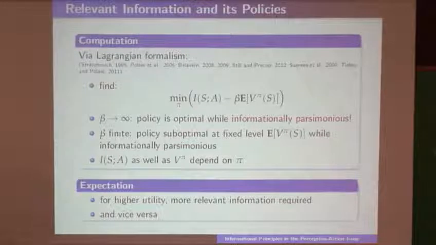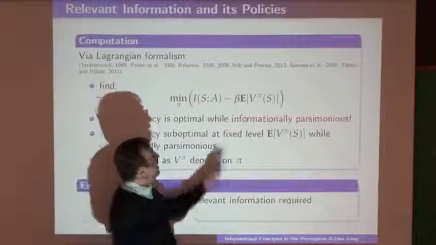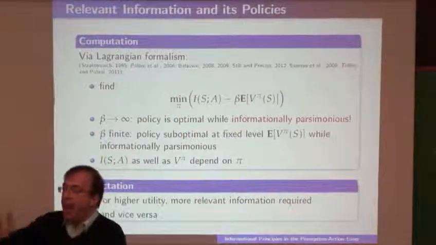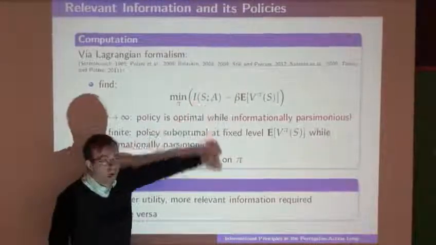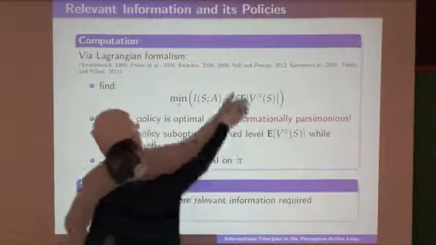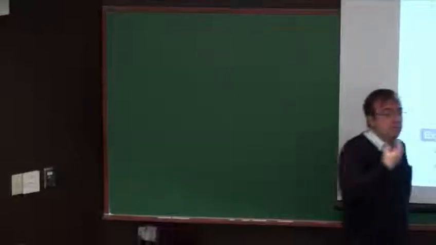So let's just go for the extreme cases. If beta goes to infinity, it means this is really important. You really want the optimal value. And if you optimize optimal value, you may consider optimizing also I. So it's like a lexicographic ordering. First you optimize that, amongst all optimal policies, you then optimize the informationally cheapest.